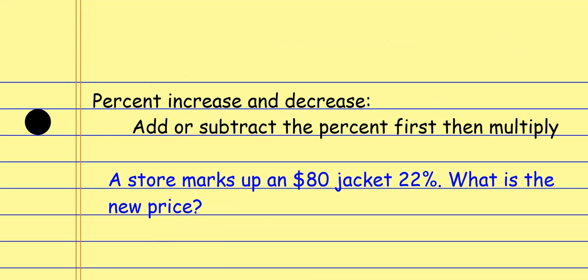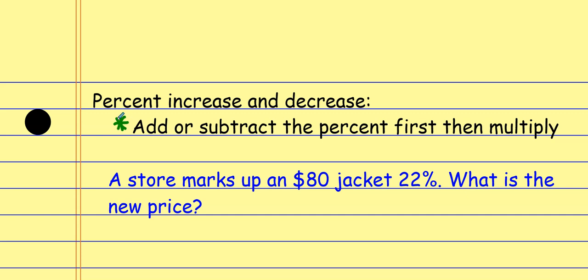Let's talk about percent increase and decrease. We want to add or subtract the percent first and then multiply. All right. I'm going to do it twice here. Adding or subtracting the percent first and then multiplying is the easiest way to do it, but it requires a little bit more thought. So let me show you how most of you would do it, and then I'll show you the alternative, which is what I'm describing here. So this is the alternative.